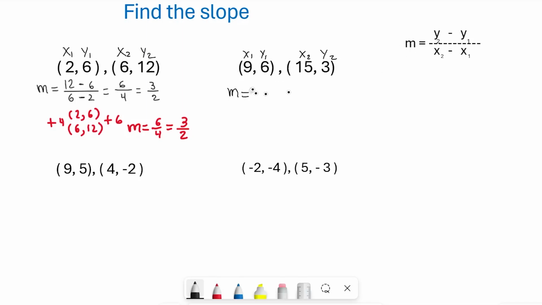Then according to the formula, it's going to be y sub 2. Oh, y sub 2 in this case, as you can see, is going to be 3. So that would be 3 minus y sub 1. Multiply the signs, positive times this negative. You're going to get negative 6. Then all of this is going to be divided by x sub 2. That would be 15. Then minus x sub 1, positive times this negative. You're going to get negative 9.